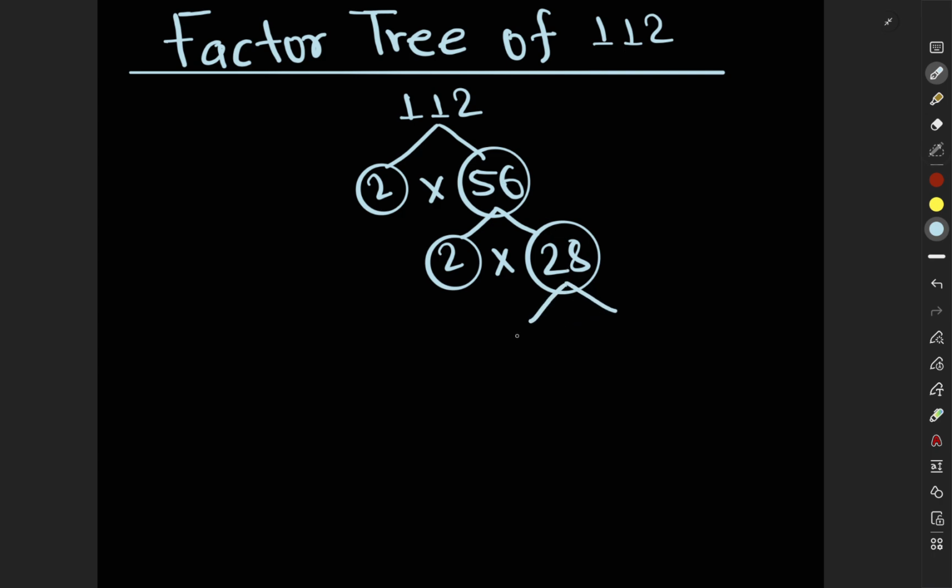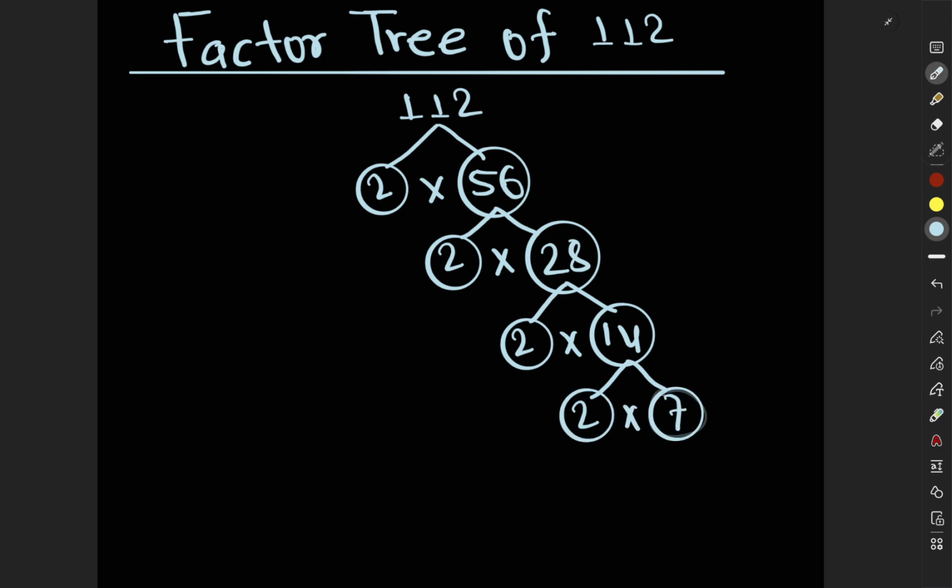28 can be written as 2 times 14. 2 times 14 means 28. So 14 can be written as 2 times 7. 2 times 7 means 14.